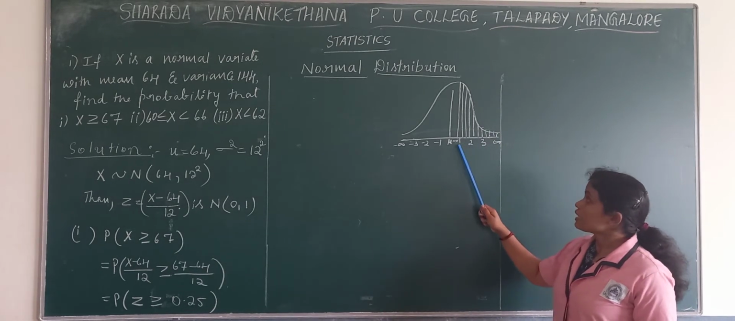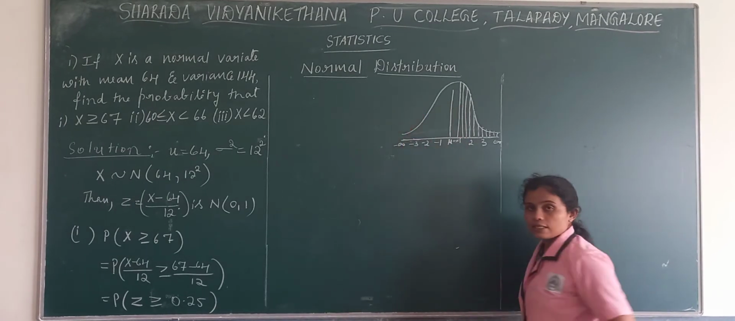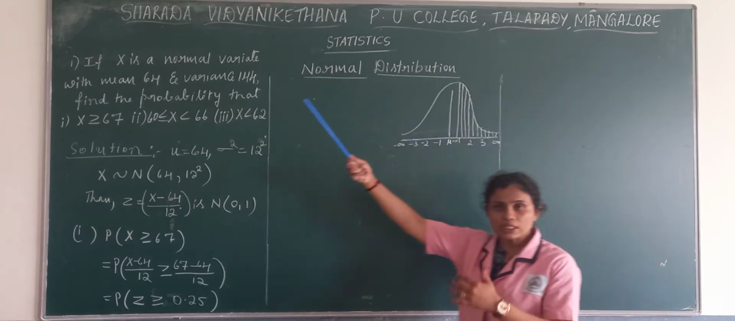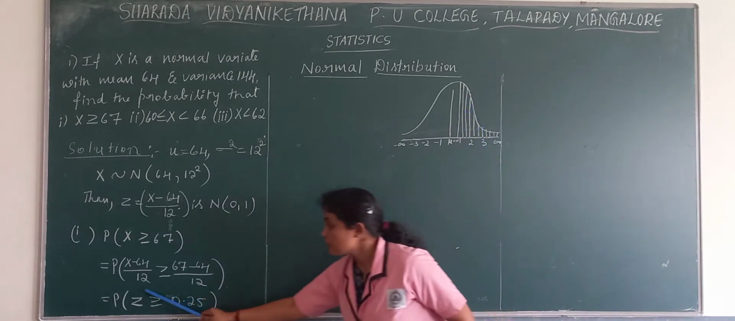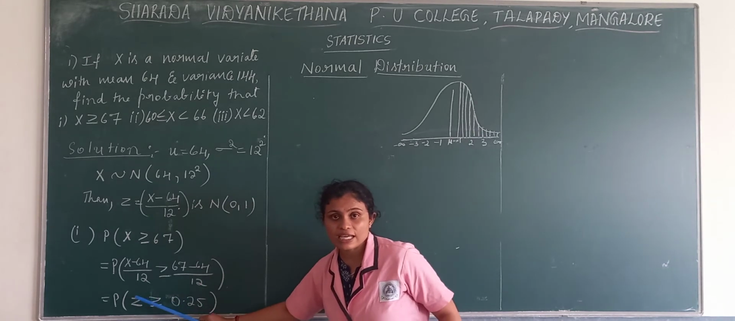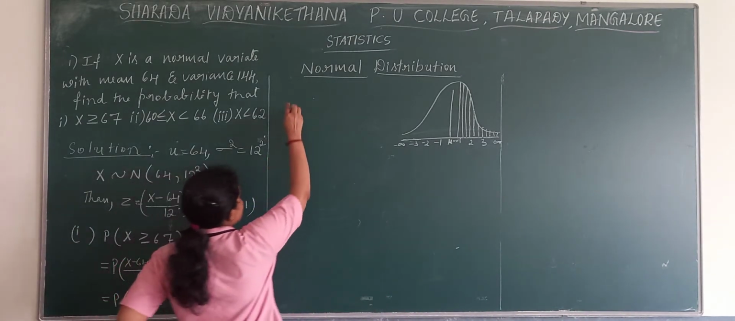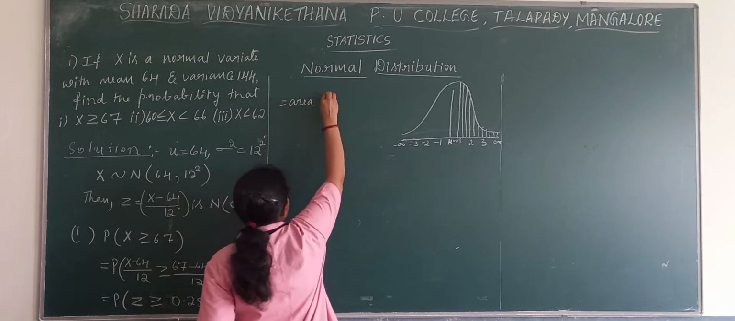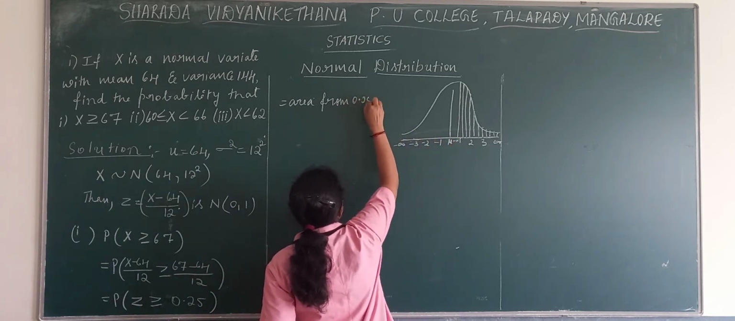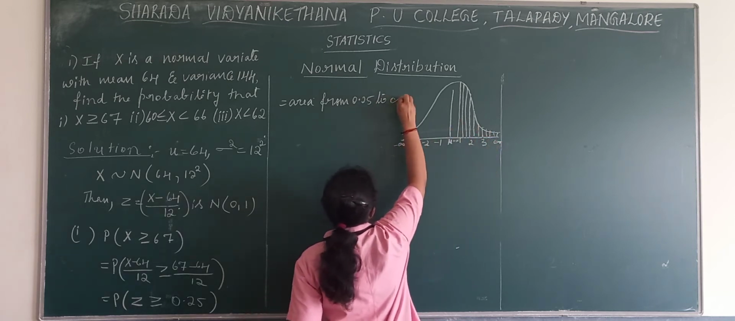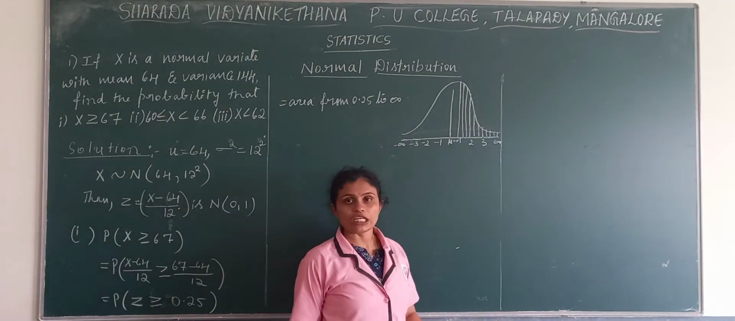I hope it is clear. Greater than 0.25. Lesser than 0.25 means this whole area would come. Since it is greater, we are moving upward, to the right side. So this is the area of this Z. We have located the area of Z in the graph. Now what is the area? The area from 0.25 to positive infinity.